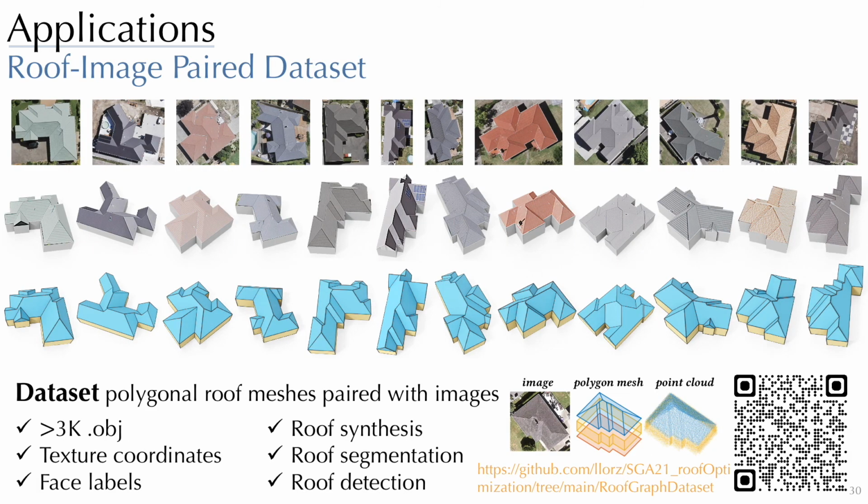We can also use our method to construct a roof image pair dataset with more than 3,000 buildings. The texture coordinates and face labels are also given. We believe this dataset can be helpful for different data-driven tasks, including roof synthesis, roof detection, and segmentation. You can find the dataset on GitHub.